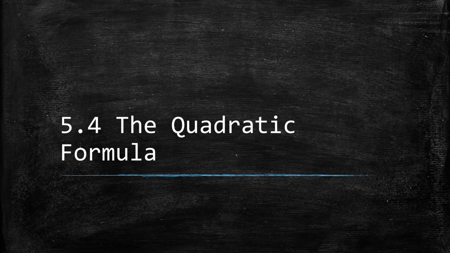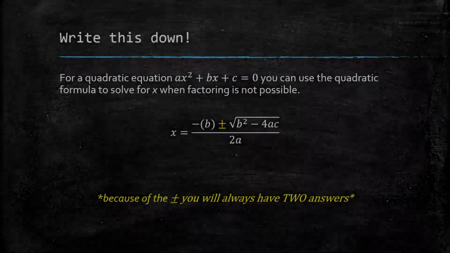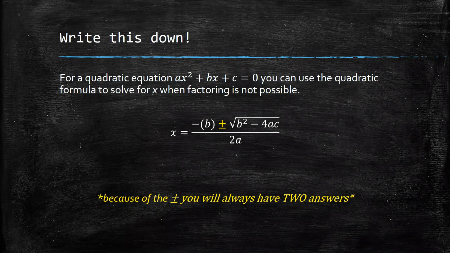This is 5.4, the quadratic formula. You can use this to solve any quadratic equation. Normally, you'll use it when you can't factor, as factoring tends to be your first way to solve a quadratic equation. So make sure that you write this formula down.